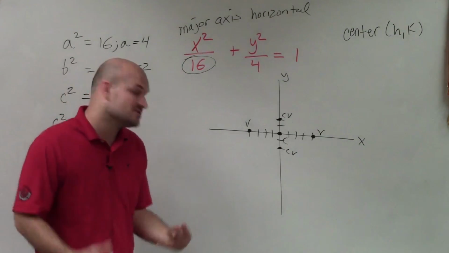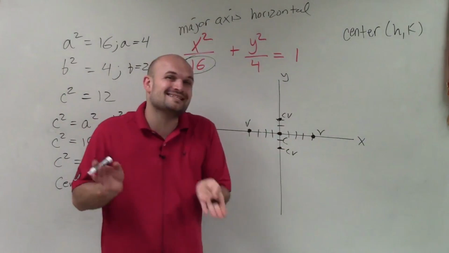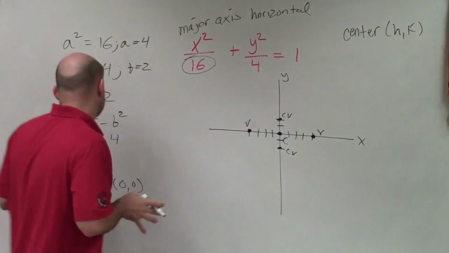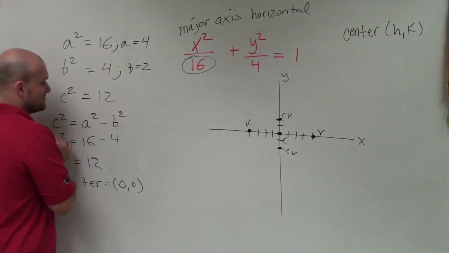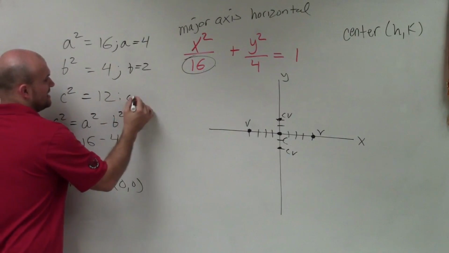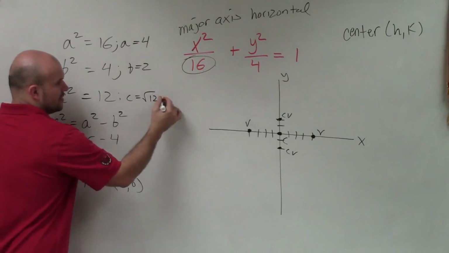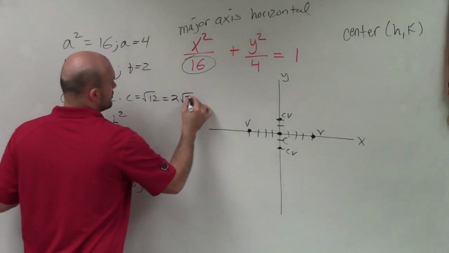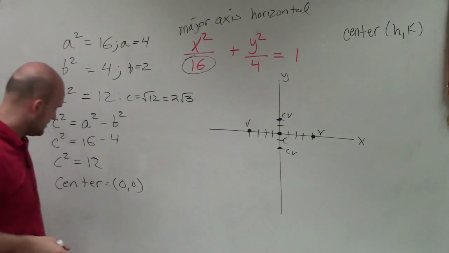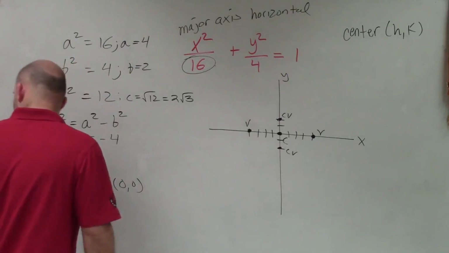And then remember, the foci is between the center and the vertices, and that's going to be a distance of c. So in this case, c is equal to the square root of 12, which is equal to 2 square root of 3.